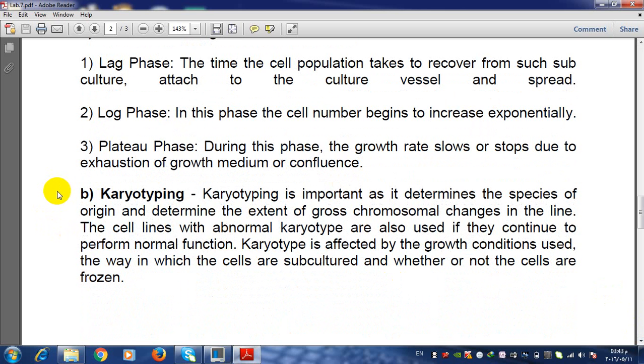B. Karyotyping. Karyotyping is important as it determines the species of origin and determines the extent of gross chromosomal changes in the line. The cell lines with abnormal karyotype are also used if they continue to perform normal function. Karyotype is affected by the growth conditions used, the way in which the cells are subcultured, and whether or not the cells are frozen.